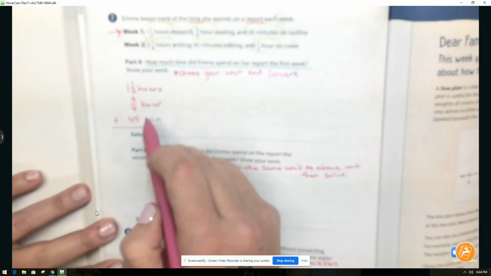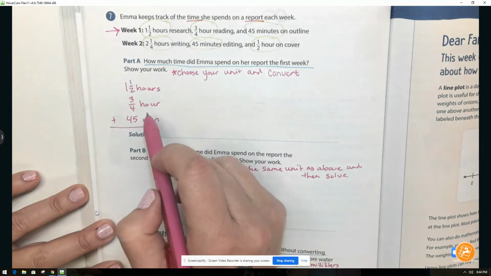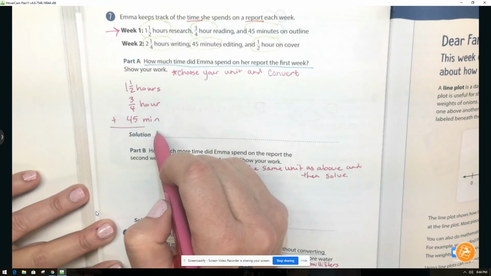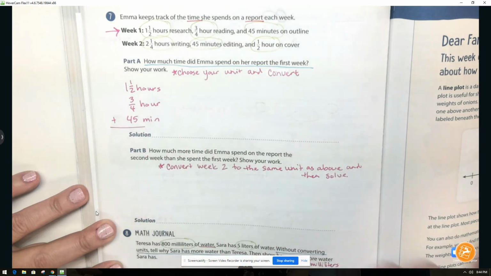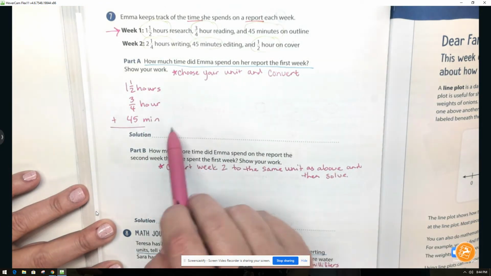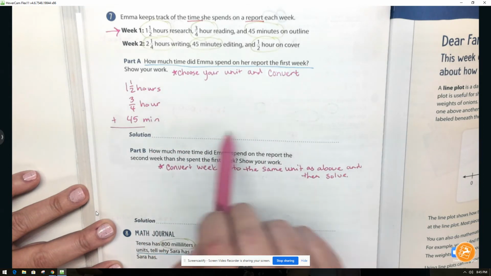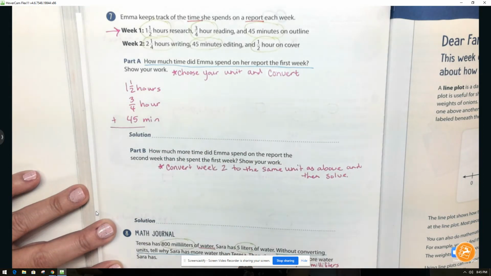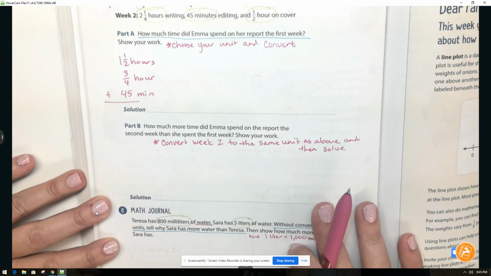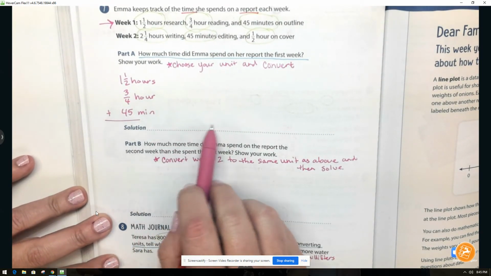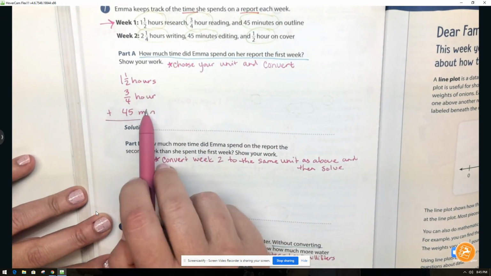Can you add them the way they are? No, you cannot do that right now because you need to convert your unit. You can't add hours and minutes together. It doesn't work like that. So that's going to give you the total number of whatever you choose, either hours or minutes. Now, after you choose your unit for part A, you're going to get an answer and it's going to be either in hours or minutes.